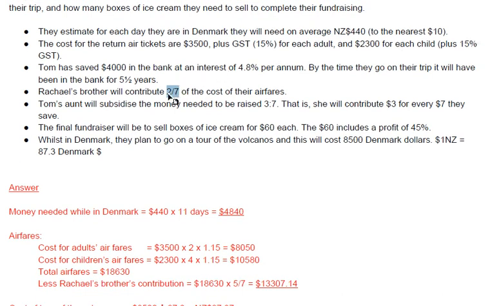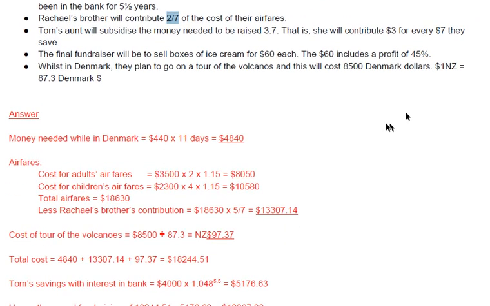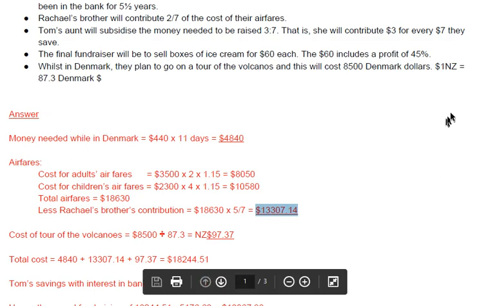So if 2/7 has been taken out because somebody else has paid for Rachel's brother, then there's only 5/7 of the amount left. So if we look at the total of the airfares there, times 5/7, we end up getting this amount. That's the amount that they have to pay towards the airfares.